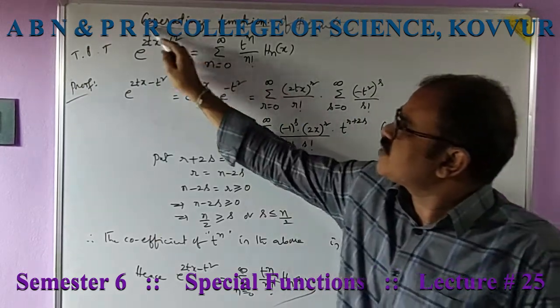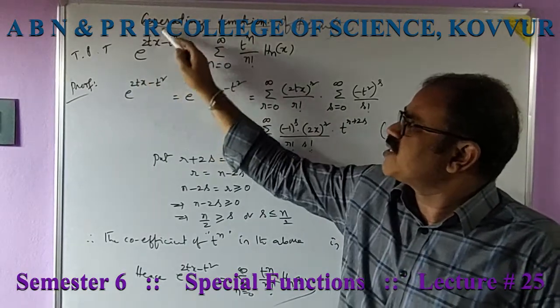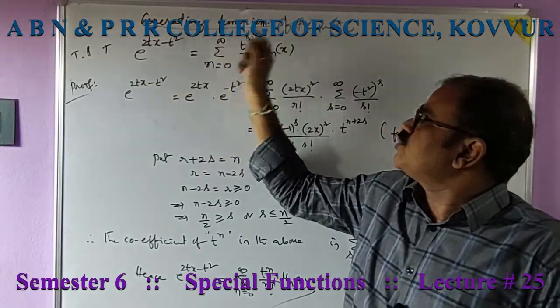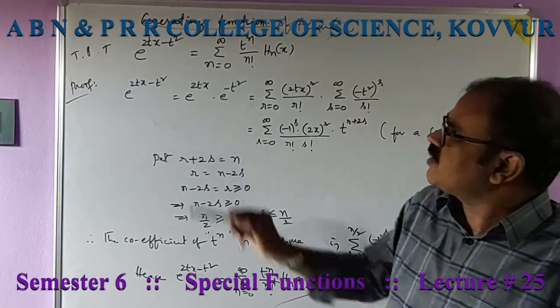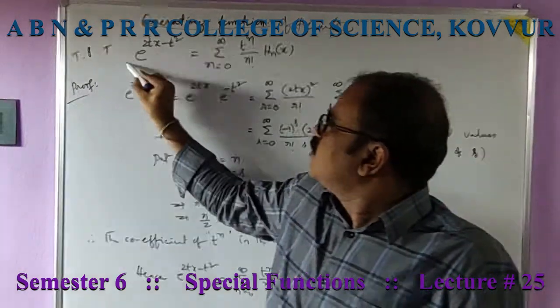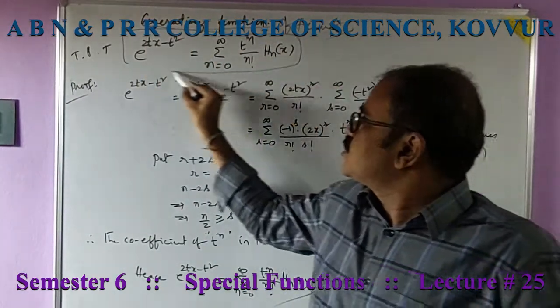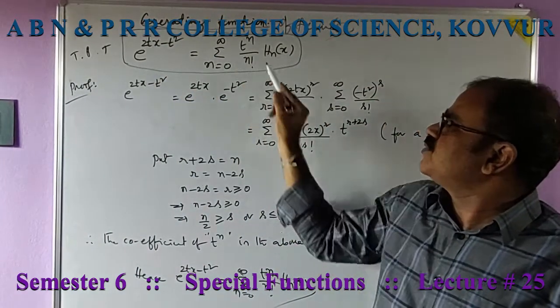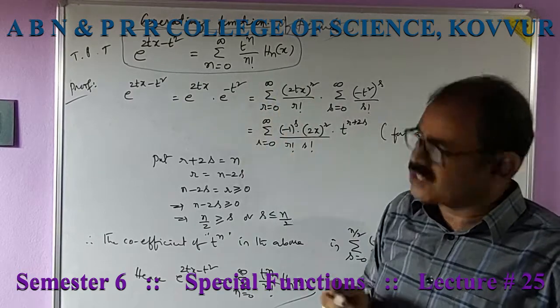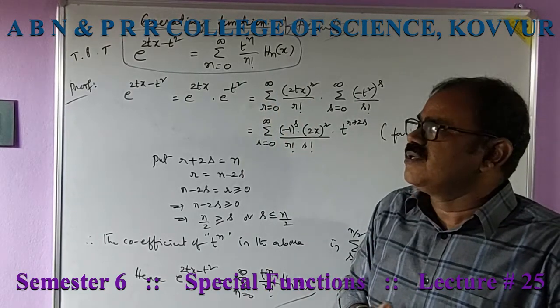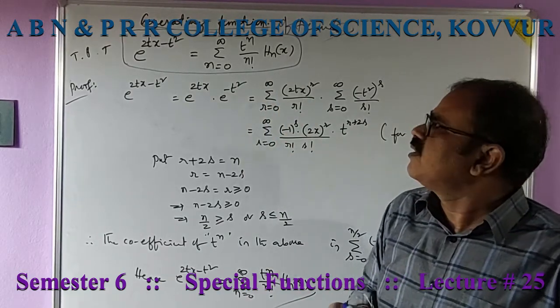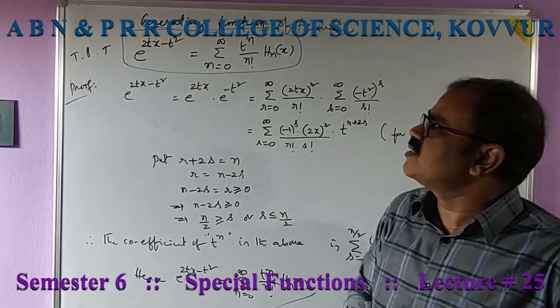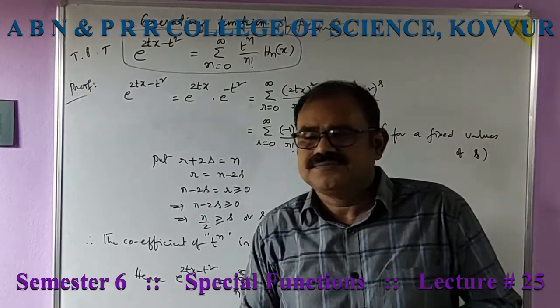Here the generating function of Hermite is e to the power of 2tx − t², elaborating which you get Hn(x). Here you have to prove this: e to the power of 2tx − t² is equal to sigma n equals 0 to infinity t power n by n factorial into Hn(x). By the statement of the generating function, we have this equality, right?